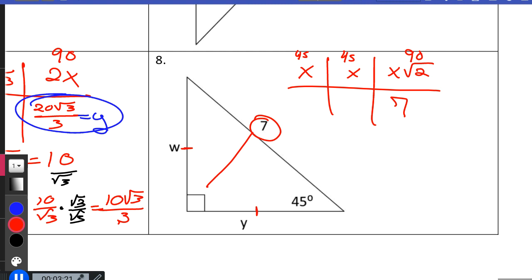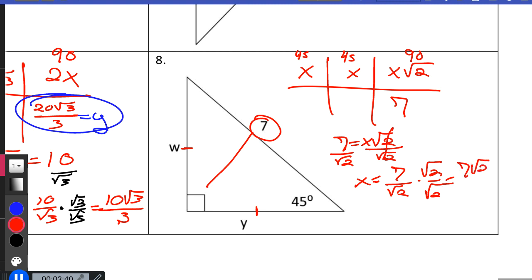Again, making this the harder equation to solve. 7 equals x root 2. So we're going to divide by root 2. Those are going to cancel, so we've got x equals 7 over root 2. But we're going to rationalize. So it is 7 times root 2 over 2. All right. That is both our w and our y.